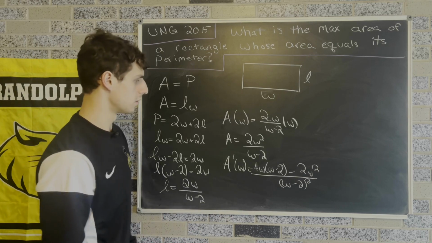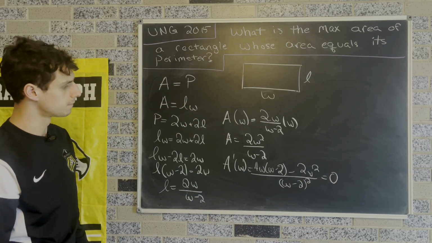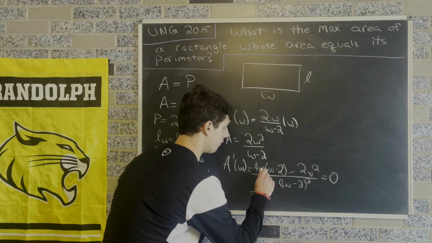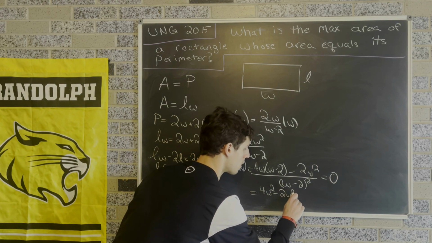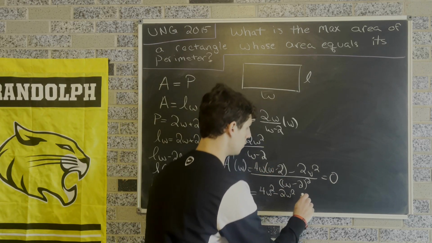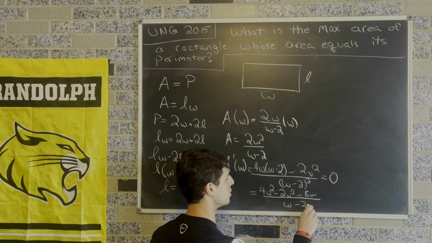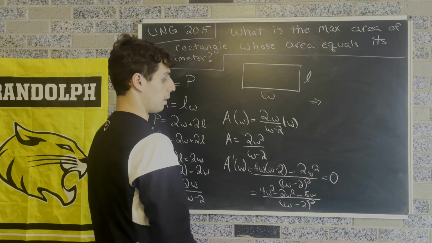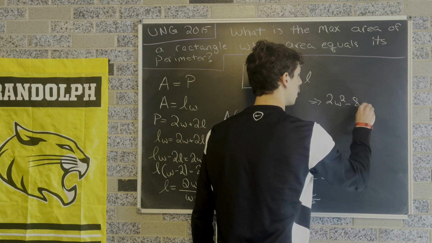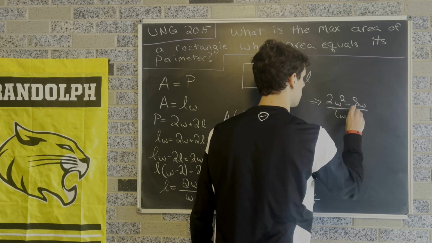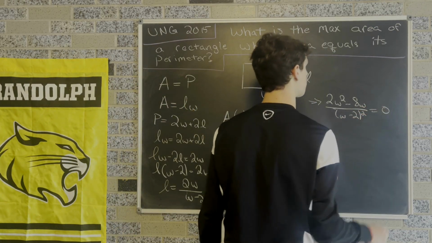Okay, but we can simplify this a little bit, but we'll also remember that this is equal to 0 because we're finding a critical point. So we have 4w squared minus 2w squared, and then 4w times minus 2 is minus 8w, and that's all over (w minus 2) all squared. Remember, this is still equal to 0, so we have 2w squared minus 8w all over (w minus 2) all squared, and that's equal to 0.